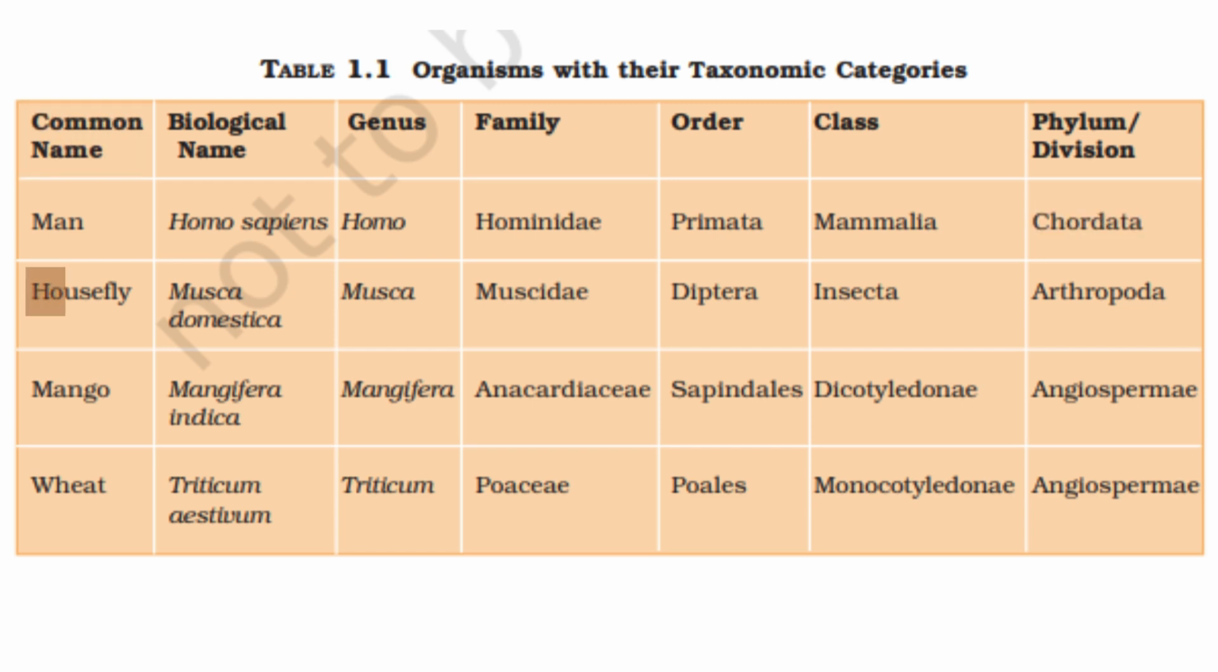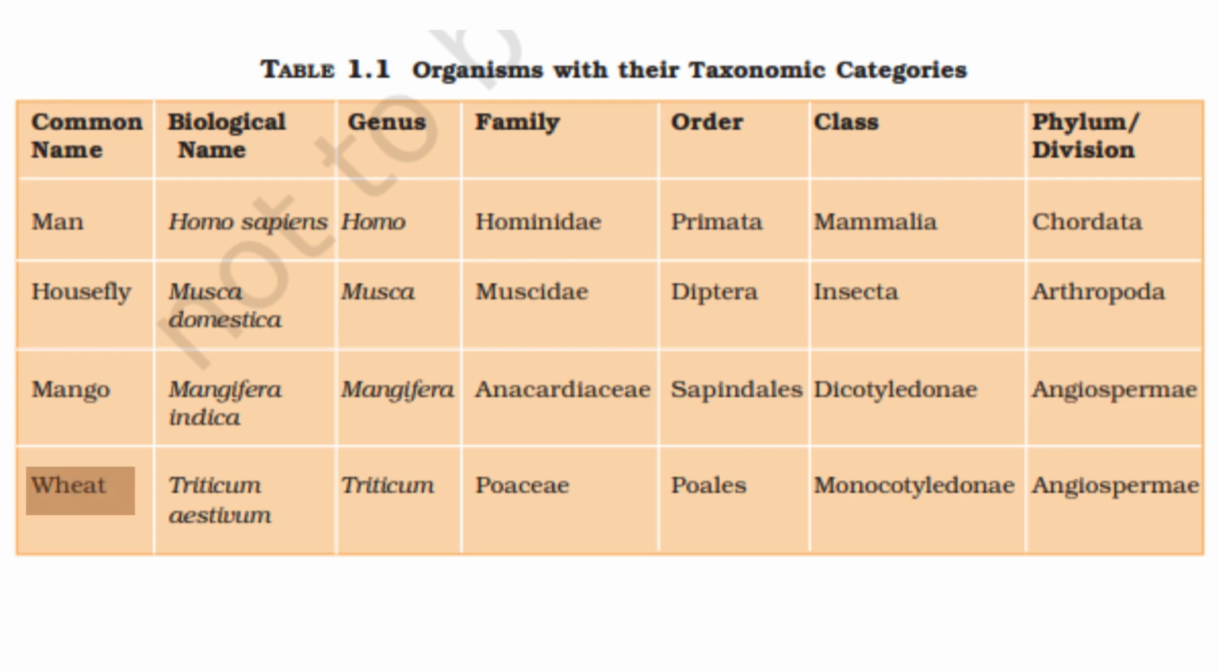Common name, housefly. Biological name, Musca domestica. Genus, Musca. Family, Muscidae. Order, Diptera. Class, Insecta. Phylum or division, Arthropoda. Common name, mango. Biological name, Mangifera indica. Genus, Mangifera. Family, Anacardiaceae. Order, Sapindales. Class, Dicotyledonae. Phylum or division, Angiospermae.